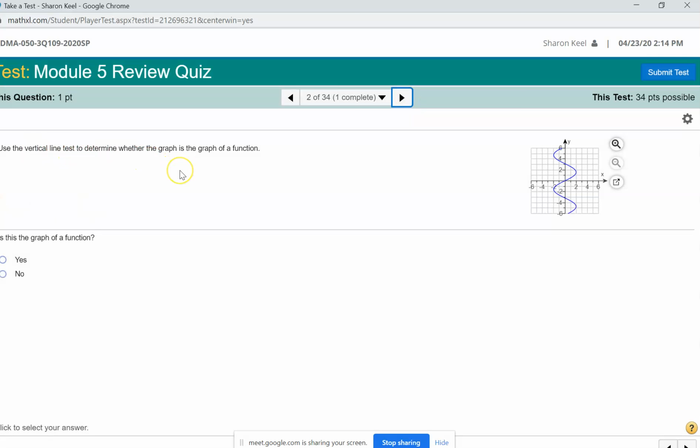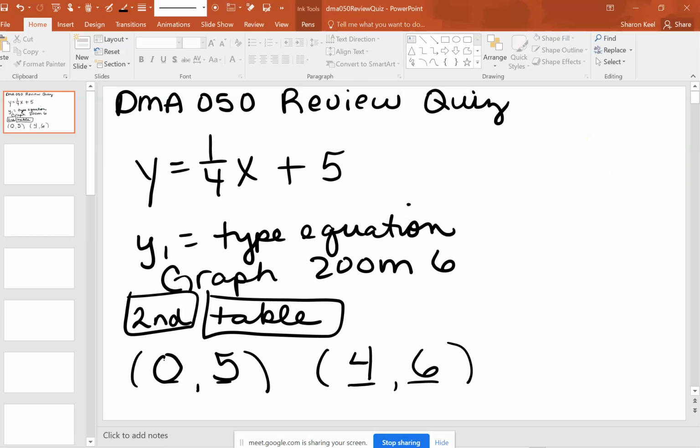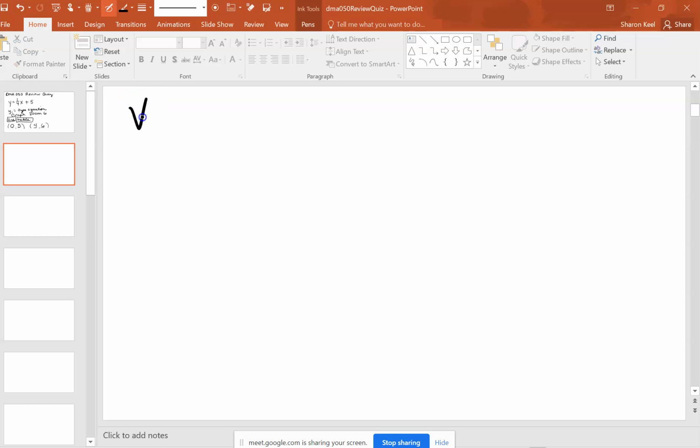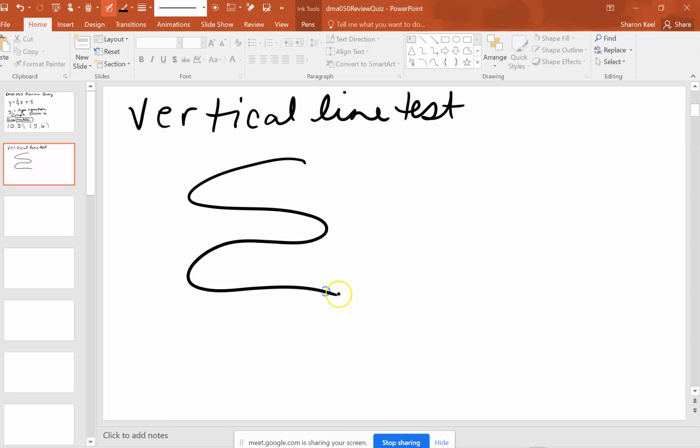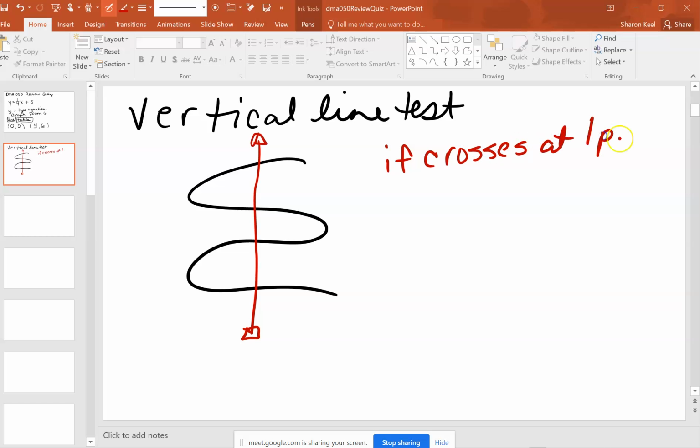Use the vertical line test to determine whether the graph is the graph of a function. Now for this one, remember we talked about the vertical line test the other day. With the vertical line test, the graph that we have looks something such as this. What you would do would be to hold your pen or your pencil straight up and down, as if it were a vertical line. If it crosses at one point, we say yes, it's a function.